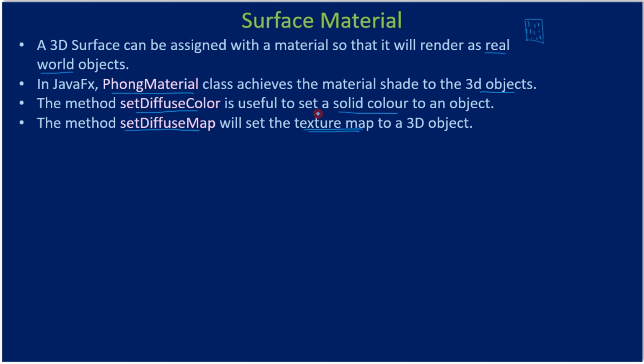Diffuse map is set using the texture map. We will look into texture map in the next video. In this video we will look at applying the solid color material. I mean, in the next video.